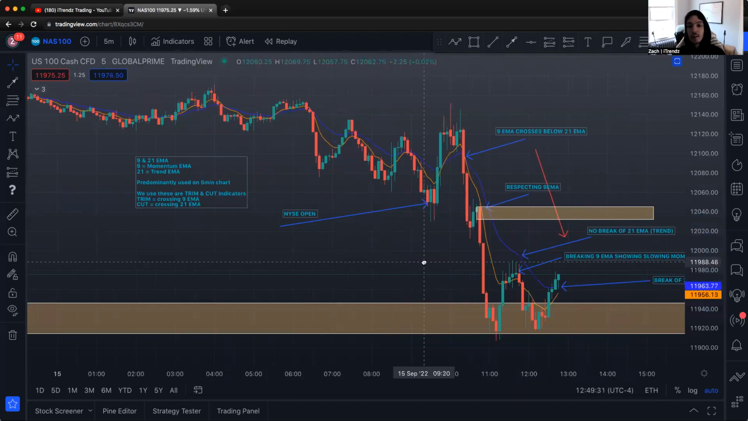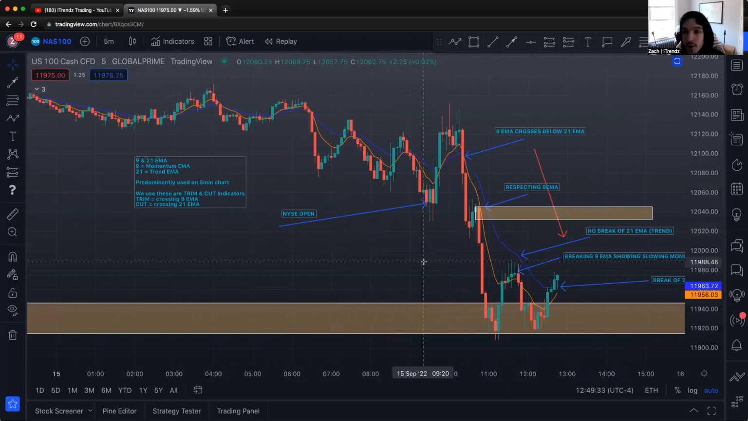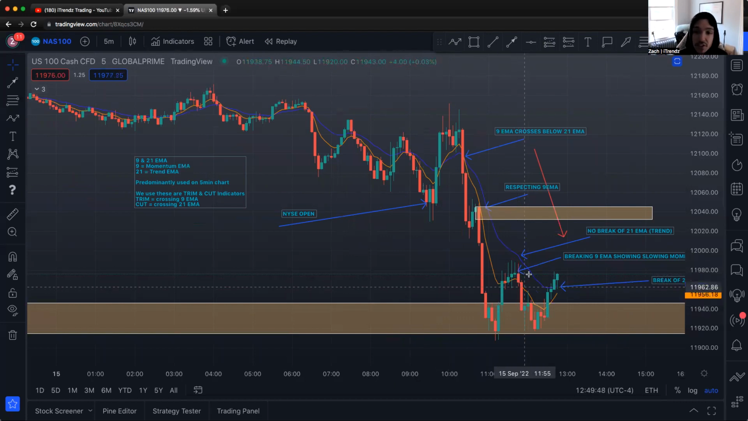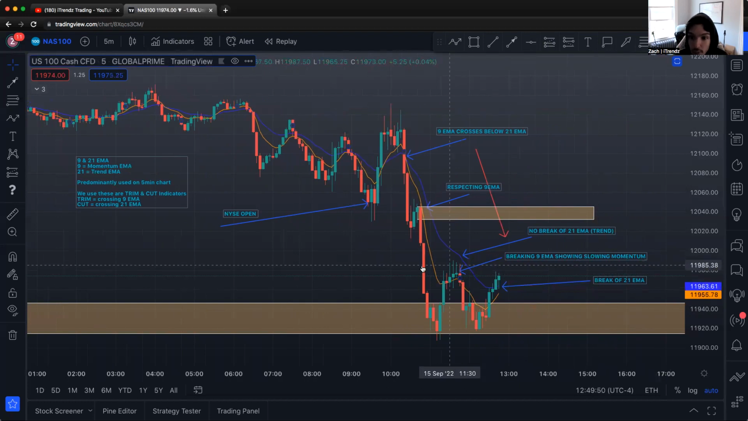So let's just recap really quickly. The 9 and 21 EMA, the trim and cut EMAs that we use here at iTrendz Trading, that we've been using for about 3 to 4 months now. And we've been developing this process for about 3 to 4 months now and trying to figure out how to put it into words. So the 9 is the momentum EMA. It shows you when momentum is slowing down, slowing momentum right here.